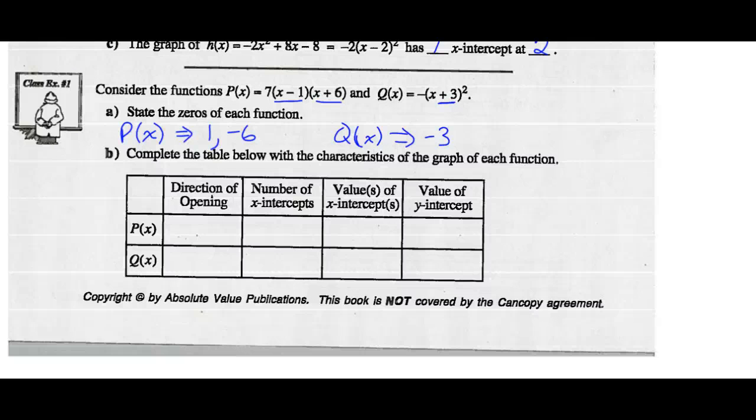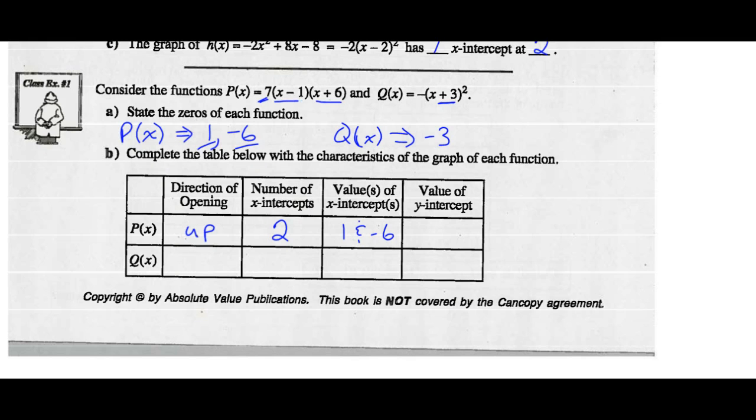Part B, complete the table below with the characteristics of the graph of each function. So direction of opening for p of x, the leading coefficient is 7, so it's going to open up. Number of x-intercepts, we just found the zeros. There are 2 of those. There's 2 x-intercepts. The values of the x-intercepts, we found them to be 1 and negative 6.